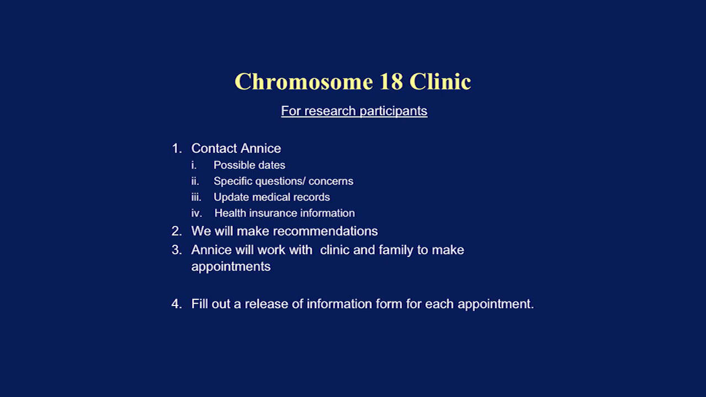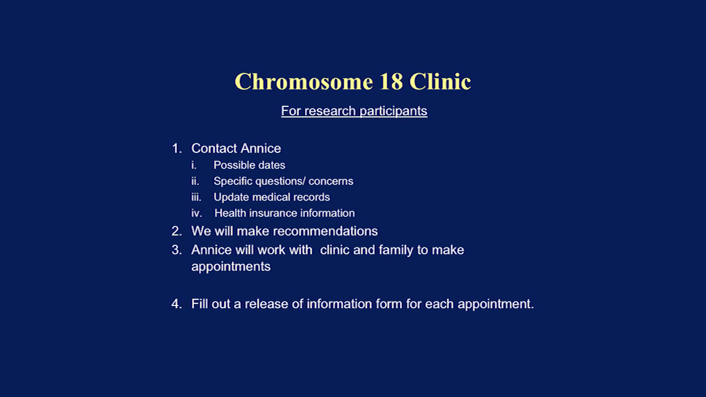Also, because we have their medical records, we can advise families on who they should see, and we can give copies of the relevant past medical records to each physician before their appointment. The process is shown here. First, contact Annis to discuss possible dates, specific questions, or concerns. She will be sure that we have updated medical records as well as health insurance information. She will make recommendations on which clinicians you should see. Annis will work with the clinic and the family to make appointments.